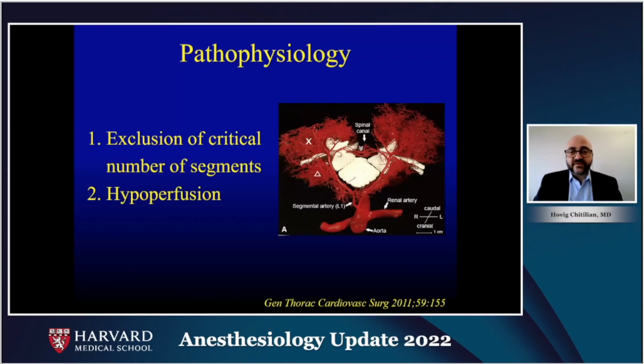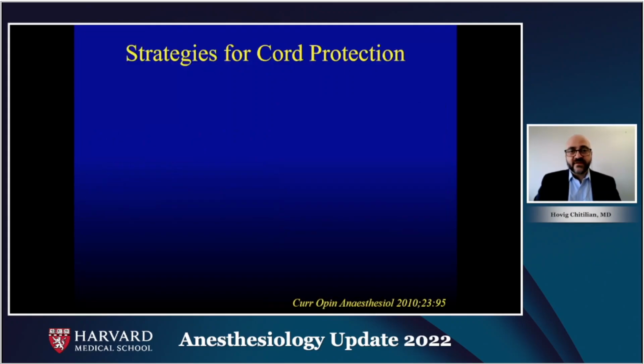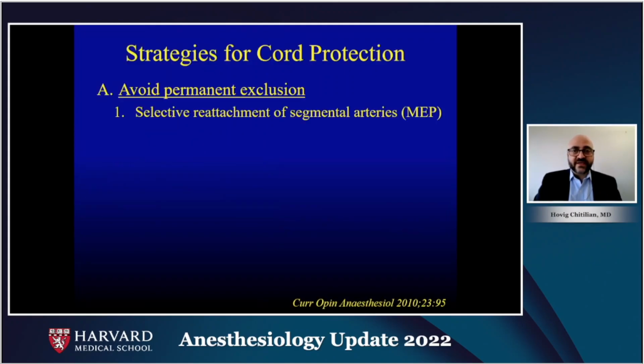So the pathophysiology of cord injury is thought to be related to exclusion of a critical number of segmental arteries coupled with hypoperfusion events, either in the intraoperative period or in the postoperative period. And that leads us to our strategies for cord protection. The first approach is to avoid permanent exclusion of a significant number or critical intercostal or lumbar arteries. And that's conducted typically through selective reattachment of segmental arteries guided by motor evoked potential monitoring.